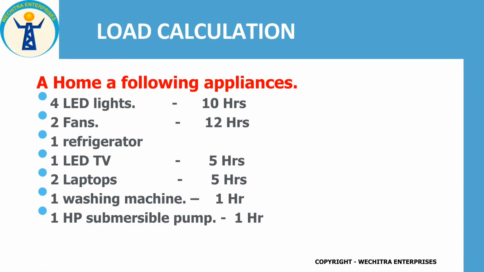Now let us take a home with the following appliances: 4 LEDs working for 10 hours, 2 fans working for 12 hours, one refrigerator, one LED TV working for 5 hours, 2 laptops working for 5 hours, one washing machine working for 1 hour, and a 1 HP submersible pump working for 1 hour. We will calculate the load of this home, and we will also see the calculation of the monthly bill of this home with the following appliances.